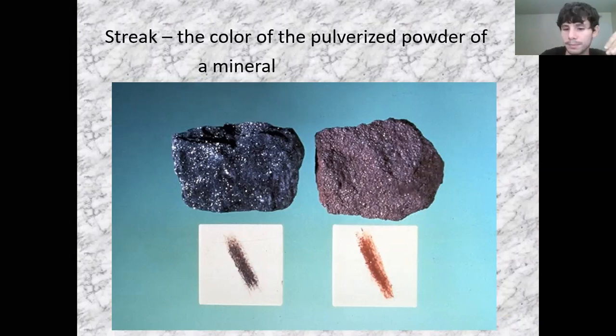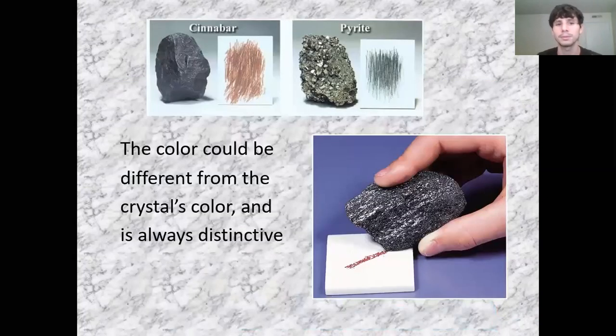And similar on the right, it looks like a dark red, but when scratched on the scratch plate, it leaves a brownish, reddish streak. And so streak is good for identifying minerals that look similar. When scratched on the plate, if they leave behind a different color streak, then that can help you identify, okay, that mineral's that, and that mineral's that. So it's just another way to identify a mineral.